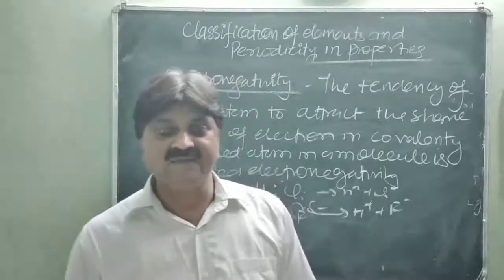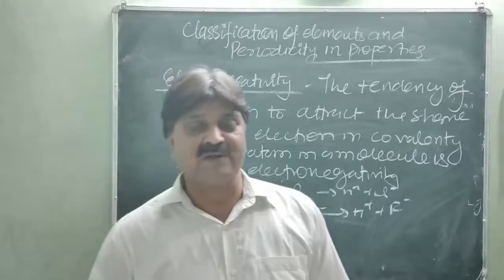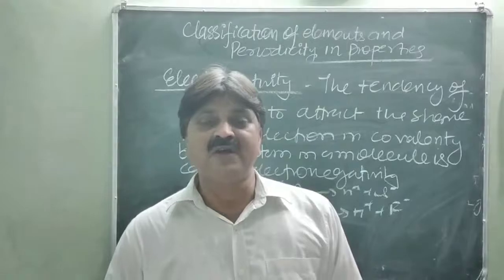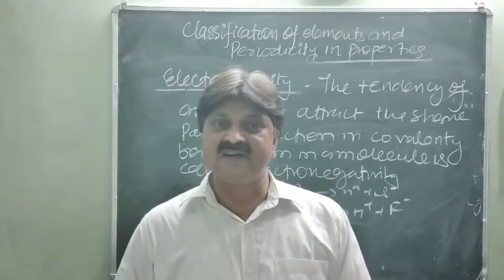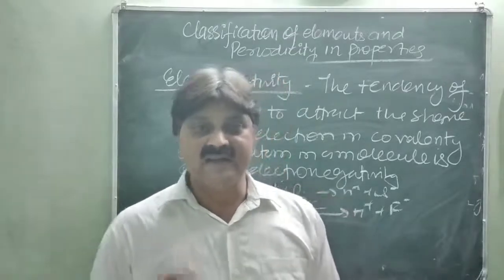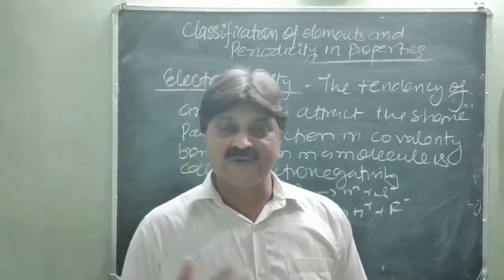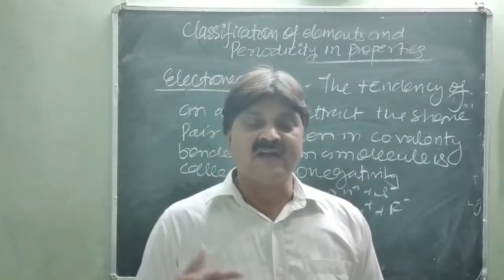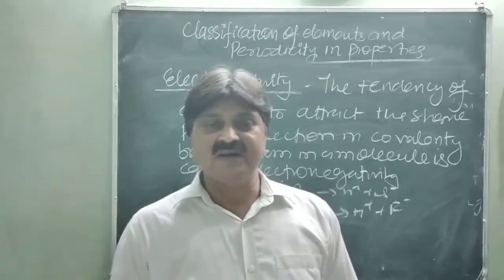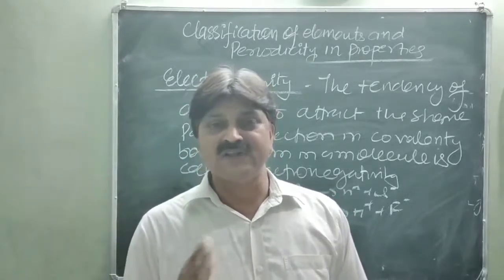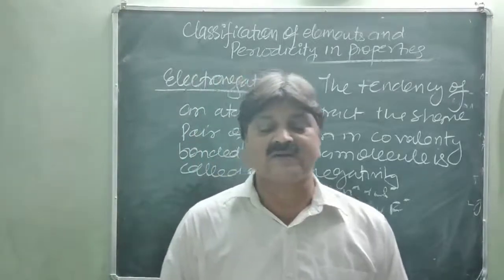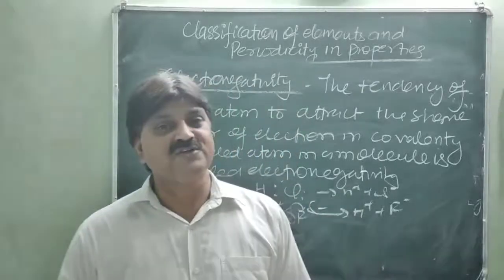Similarly, metallic character. A metal always completes its octet structure by losing electrons. So coming from top to bottom within the group, the reducing or losing character increases, so metallic character also increases. And left to right, the gaining tendency of electrons increases. This is the property of non-metals. So left to right across the period, metallic character decreases. Similarly, non-metallic character decreases top to bottom within the group, but increases left to right across the period. So this is all about the chemical property classifications of elements and periodicity in properties.